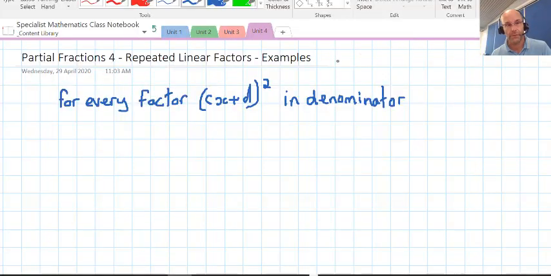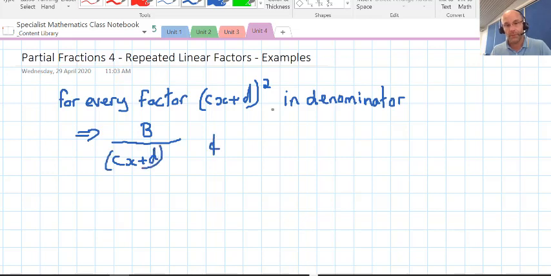Hi students, video 4 in our series on partial fractions, and we're going to do some worked examples with what we called case 2, repeated linear factors. And you might recall that for every factor (cx + d) squared in the denominator, we will yield partial fractions of the form B over cx + d, and also big C over (cx + d) squared. That's the form.